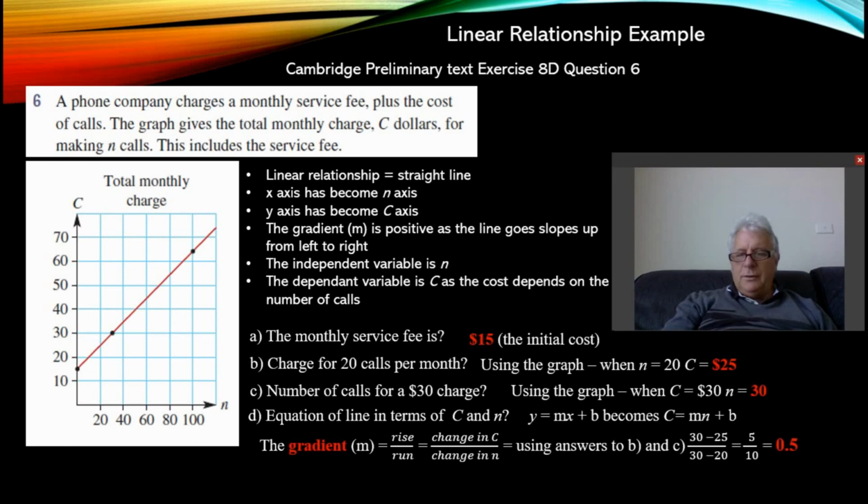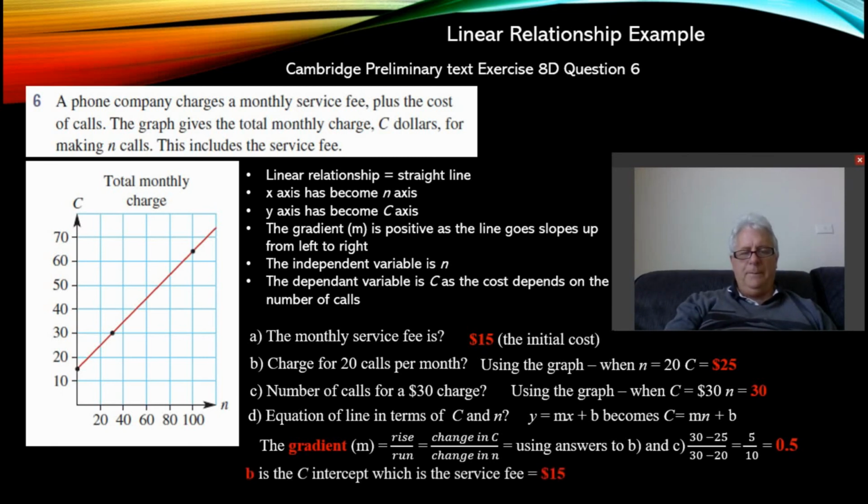And we go the difference in the C. So in question part C, C is 30, and in part B, C is 25. So I go 30 minus 25 over the change in N, from part C, 30, to part B, 20, so 30 minus 20. That equals 5 over 10, or 0.5. So that's our gradient, 0.5.